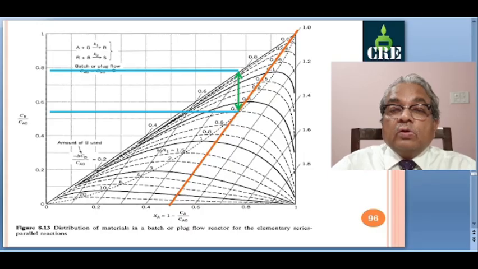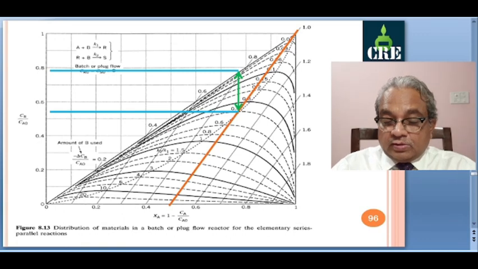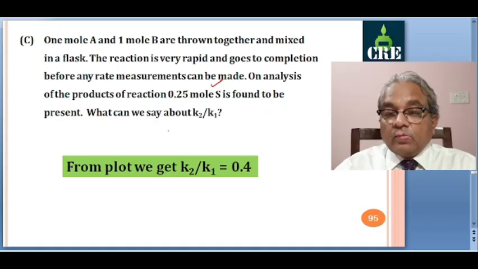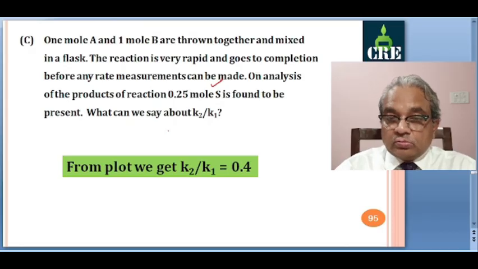Okay, here. So this value, this is 2, this you have to measure. Remaining is the corresponding value of CA, and this is the corresponding value of CR. But it is asked only about K2 by K1. So K2 by K1 from the plot we get as 0.4. Other values CA, CR, CS also you can report. CS is 0.25.